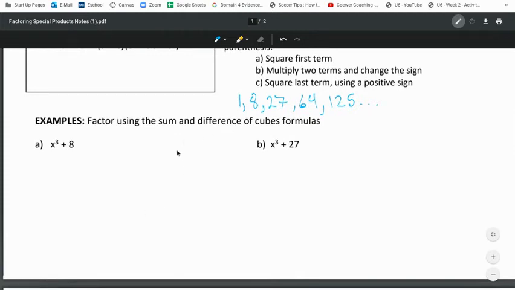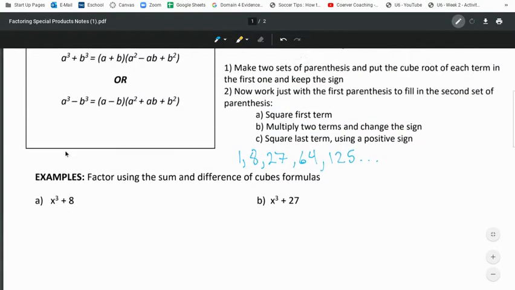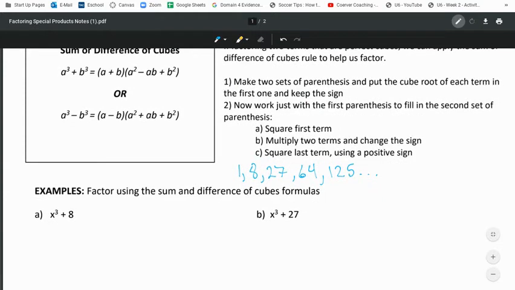So all these examples are the sum or difference of cubes. I look at this, I have two terms. I should think special products. It's the sum, so things that give me a hint that it's not difference of squares are, one, it's a plus sign, and two, it's a cube right here. So I have the sum of cubes, and I'm going to use this formula right here.